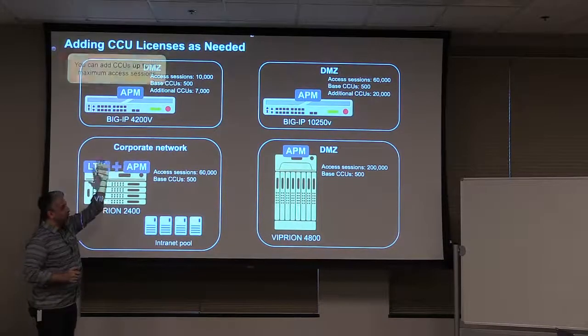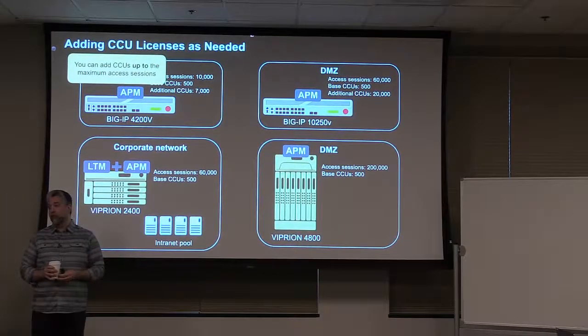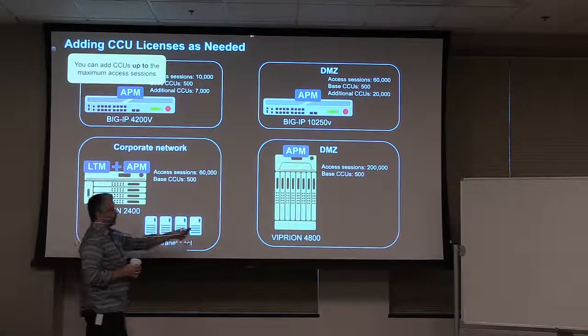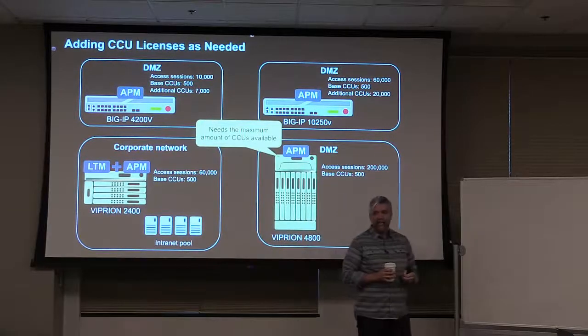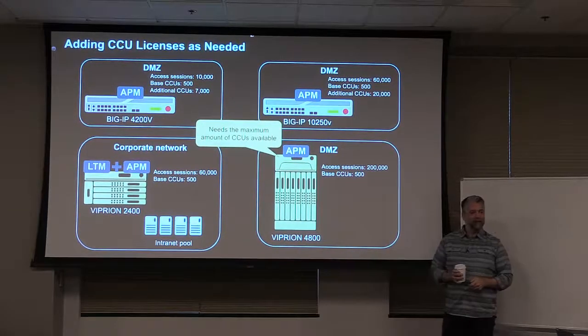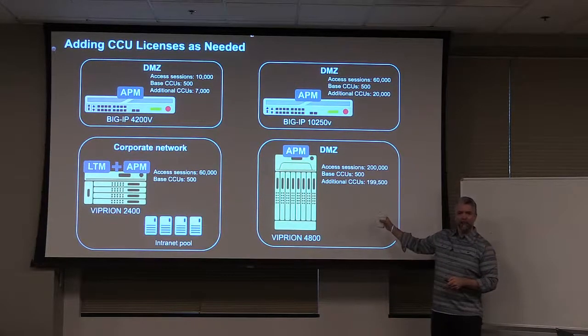Now, for any one of our hardware platforms, a customer can purchase the number of CCUs up to the number of available access sessions, but not more than. So this customer here wants to max out. They want as many CCUs as they can get. How many can they buy? 200,000. How much is it? 200,000 per blade. They can't buy 200,000. You gotta take off 500. They can only buy 199,500, which will give them 200,000. Probably not likely you're going to come across that. That would be a big sale.